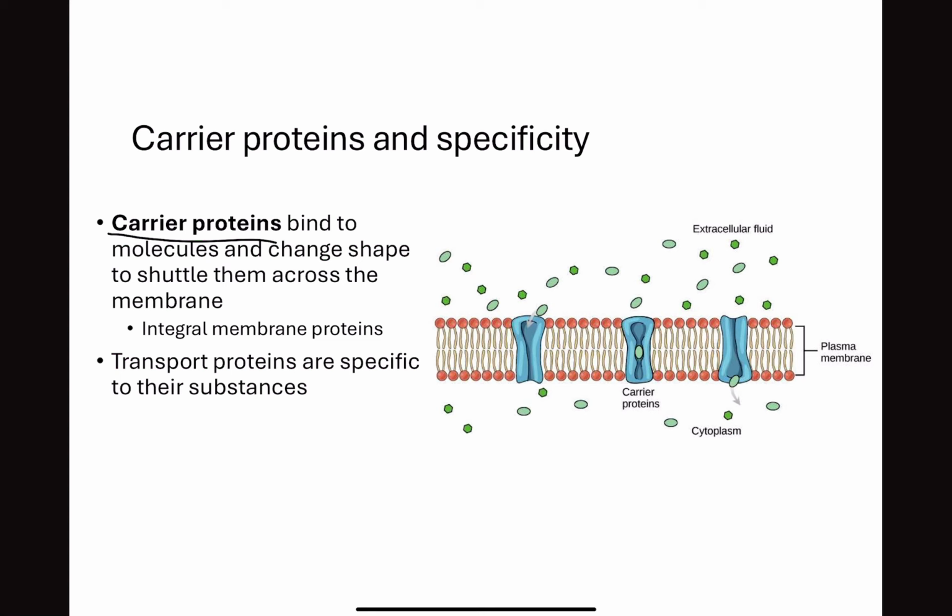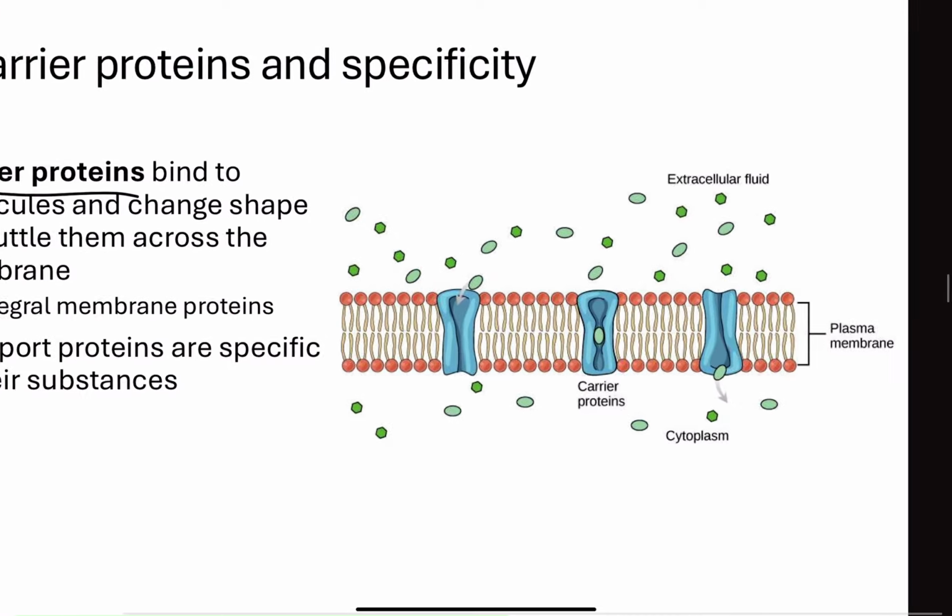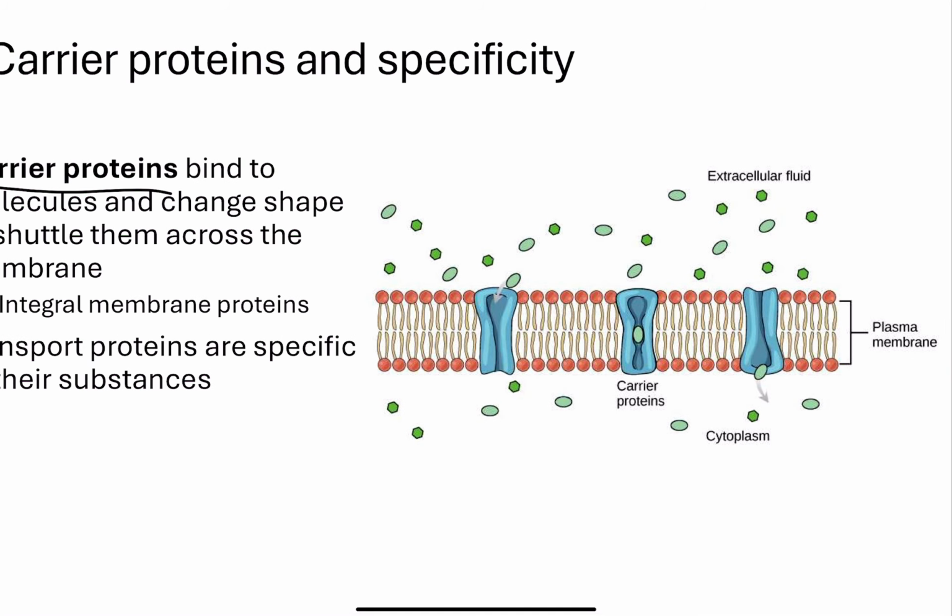So when we're looking at the figure, that's what we're seeing. A molecule enters and binds this carrier protein, and then the protein changes shape, as we see here, to allow that molecule out and into the cytoplasm of the cell.